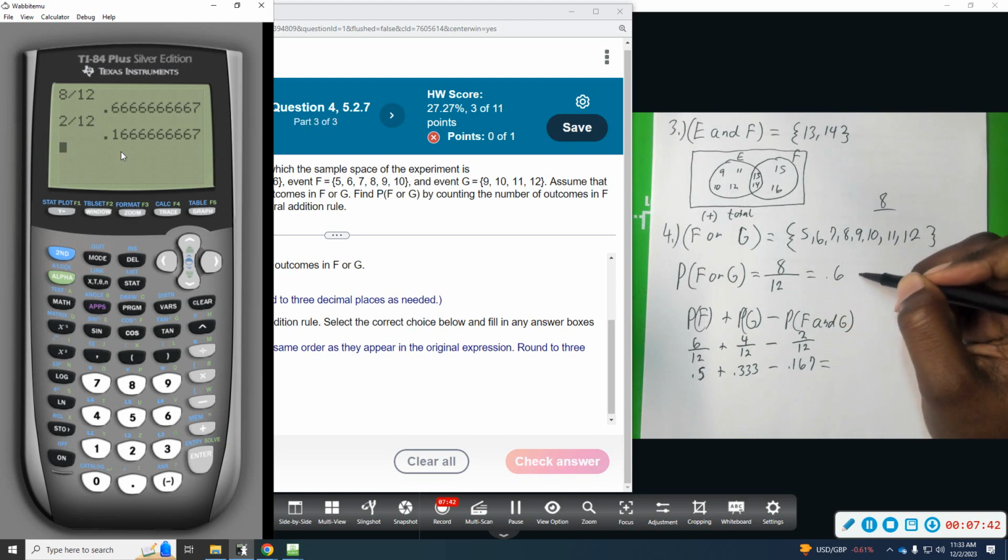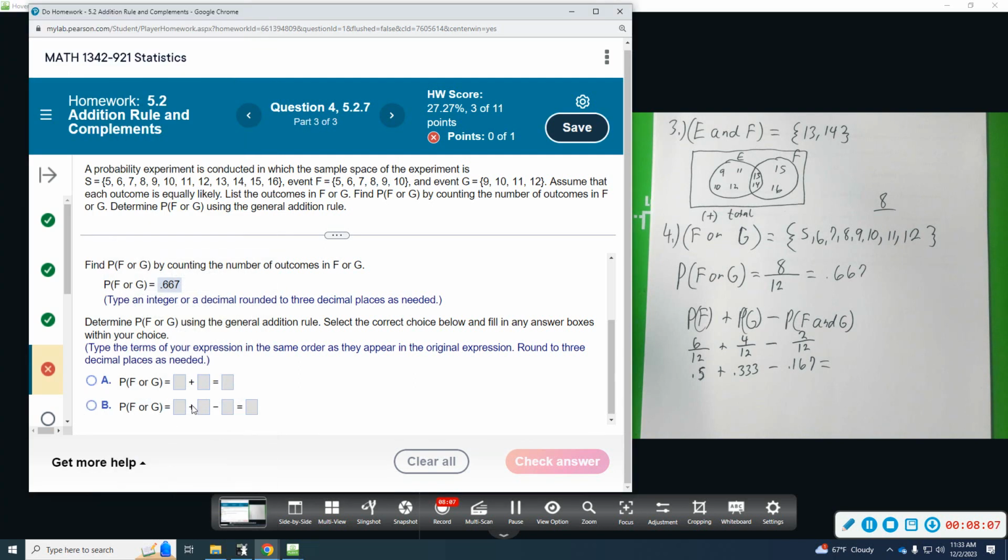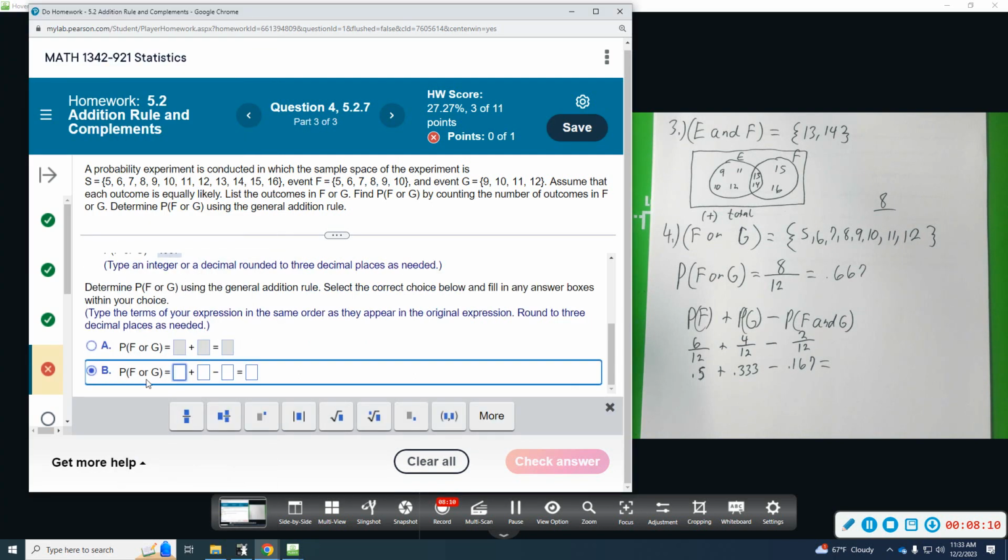And when we do this math, we should get the 0.667, which is what we got for the element. So let me punch those numbers in. Clear 0.5 plus 0.333 minus 0.167. We get 0.666 repeating. We got 0.5, 0.333 minus 0.167. We get 0.666.